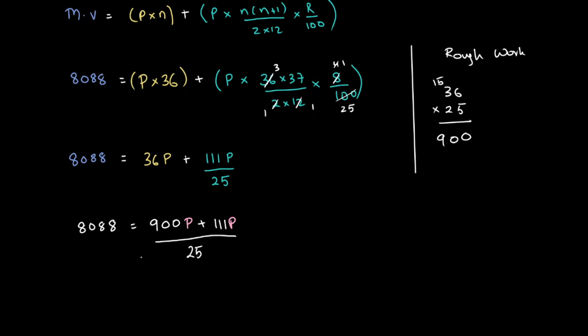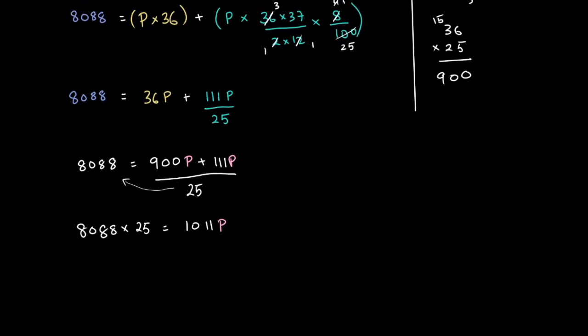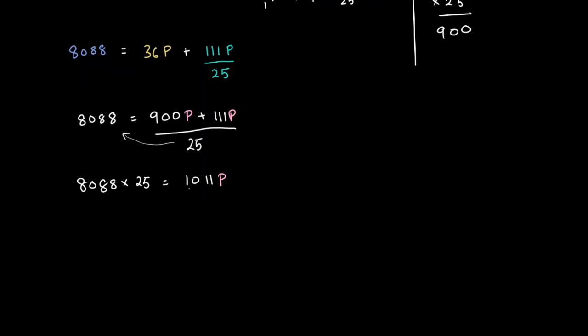Right? Let's take the 25 from the left hand side to the other side of the equation, right? So that becomes multiplication, so that will be 8088 into 25, which is equal to 1011P, right? If I just add 900 and 111, that's what I'm going to get. So finally, I can say if I take the 1011 to the other side of the equation, that will become division. So I can say P is equal to 8088 into 25 upon 1011.